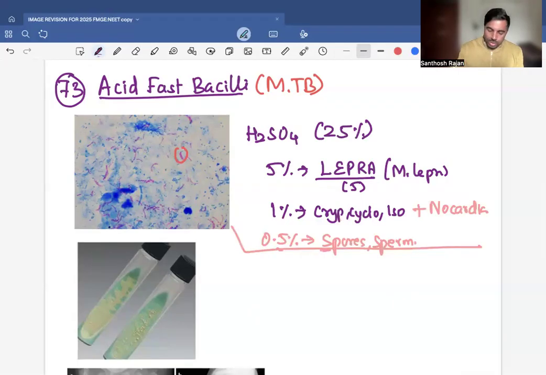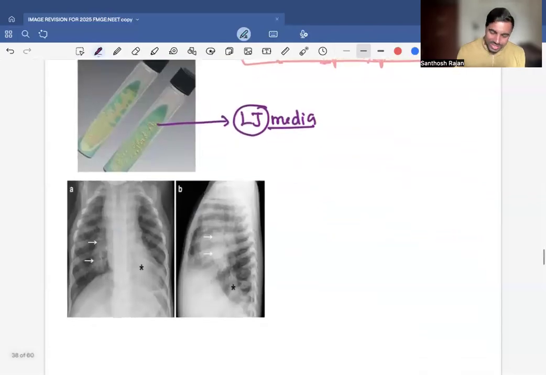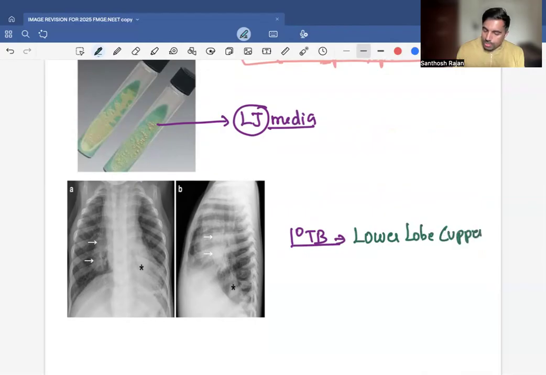Now, what about this here? Here what you're seeing is an LJ media, Lowenstein-Jensen media, with rough, tough, buff colony. You already know that, so I'm not going to talk about it. Anyway, you see this one, this is a primary TB. Why do I say primary TB? Because you can see the lesion is on the lower lobe, upper segment. Lower lobes, upper segment: primary TB.